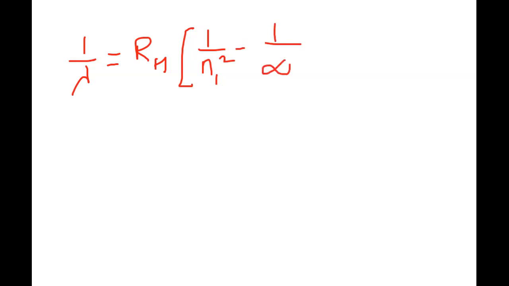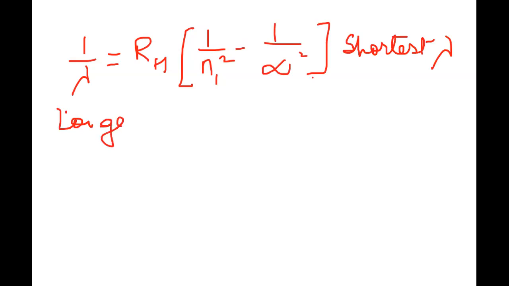Okay, that means infinity. This is for the shortest wavelength. You see, the shorter the wavelength, the higher the frequency. Higher the frequency, more will be the energy. Similarly, this is for the shortest wavelength. For the longest wavelength in the Lyman series, the longest lambda for the Lyman series will be from where?